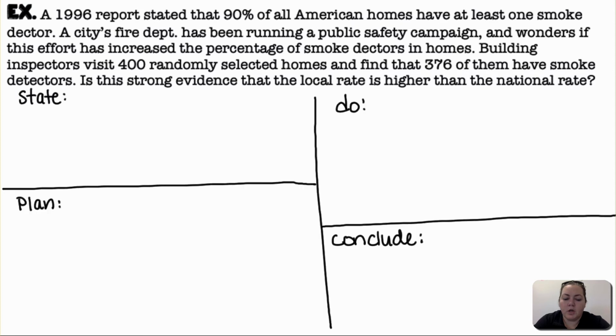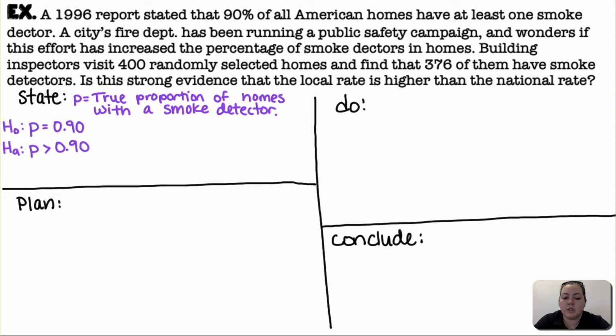Okay. So we're going to follow our four-step process. State, we're going to define the parameter. P is the true proportion of homes with a smoke detector. We're going to state our null and alternative hypothesis. So our null hypothesis is that P is equal to 90% because that's what the report claimed. The alternative, we're trying to see if it was higher in local areas, so greater than 0.9.